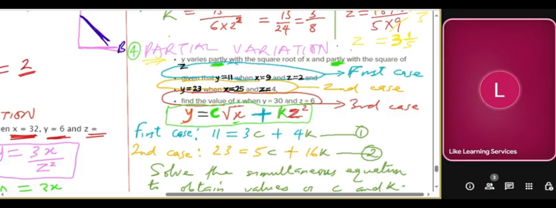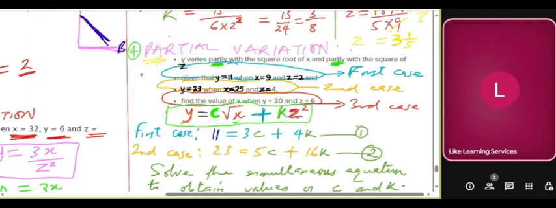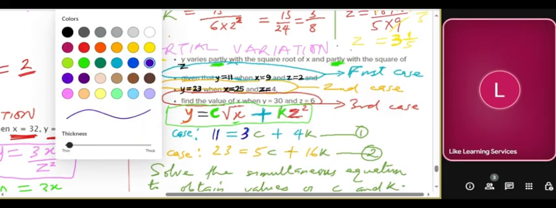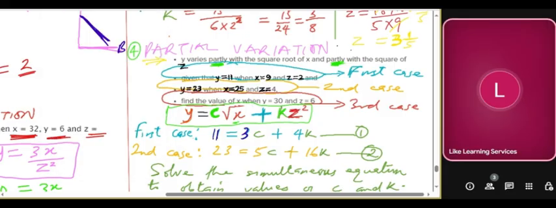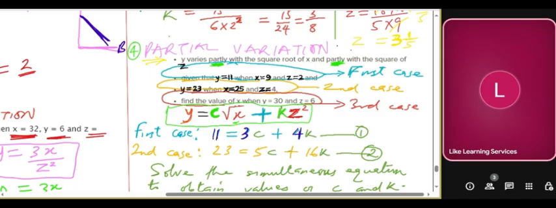Alright, you just substitute. So when y is 11, x is 9, and z is 2. You substitute y as 11, x as 9, z as 2, into all of that. So square root of 9 is 3. So that will now be 3c. You understand? And z is 2. So square of z is what? 4. So that will be 4k. You call that equation 1.